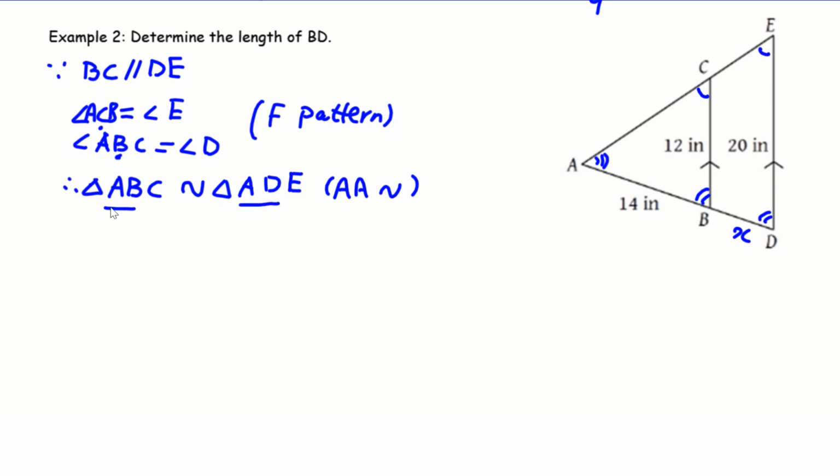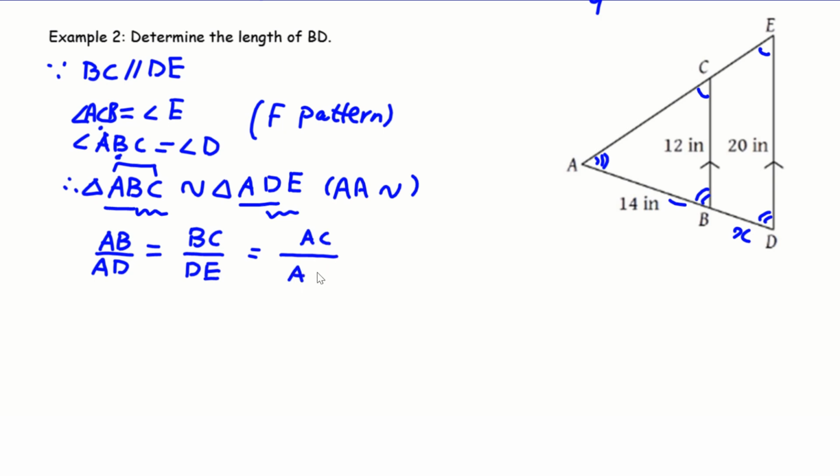The ratios are equal. First two over first two represents one side, AB over AD, the corresponding sides in the two similar triangles. The last two over last two, so BC over DE, are the corresponding sides in the two similar triangles. And the last one is first and last, AC over AE. Then we substitute the given information.